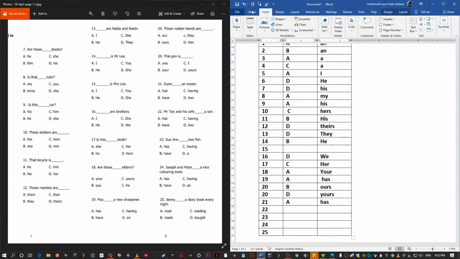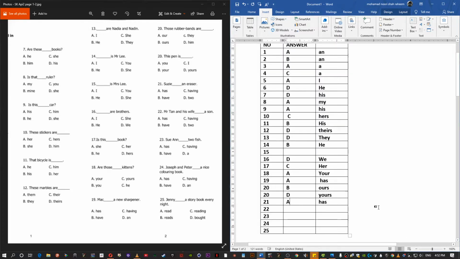Can you see the whole thing? I might have to reduce the size because I'm afraid some of you might miss the answers. Okay, there you go. Alright.